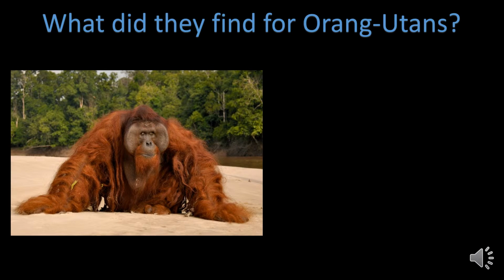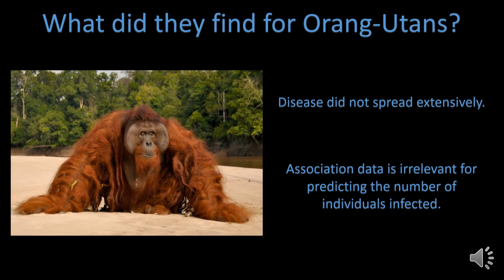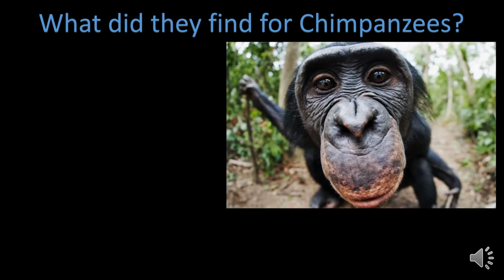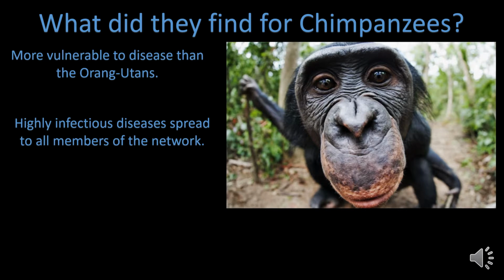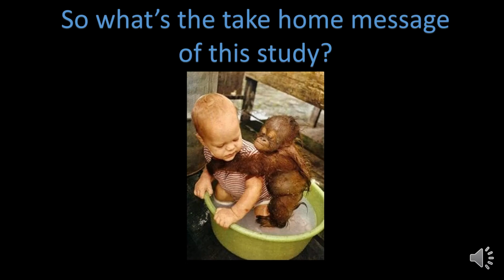So what did they find for the orangutans? They found that disease did not spread extensively, and that association data was largely irrelevant for predicting the number of individuals infected. And what did they find for chimpanzees? That they were more vulnerable to the disease than orangutans, and highly infectious diseases could spread to all members of the network. Also, they were especially vulnerable to diseases with high transmission.